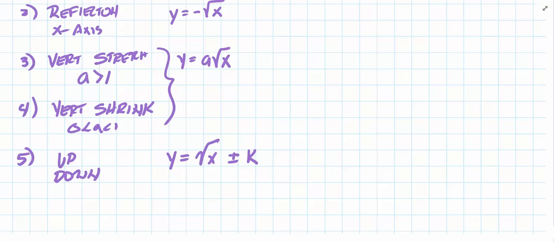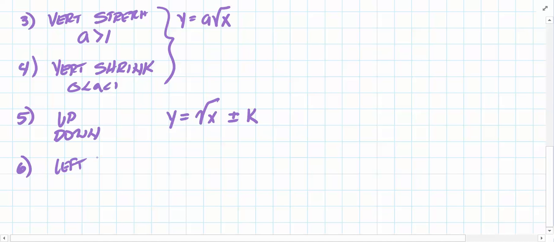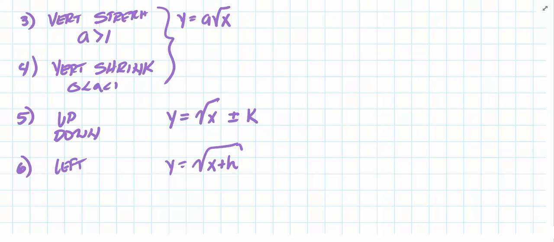And then besides up and down, what are the other two directions we can move something? We can go left and right. So we're going to go left if we have something of this nature. The square root of x plus h, and the h is under the radical. So notice that left is positive h. It works the exact same way that quadratics work because after all they're inverses of each other, right?